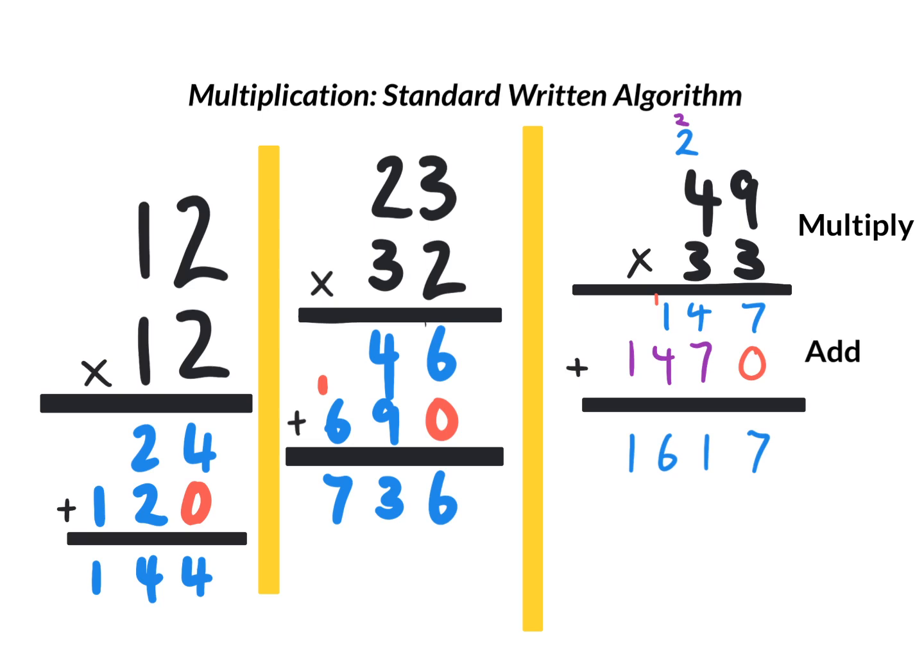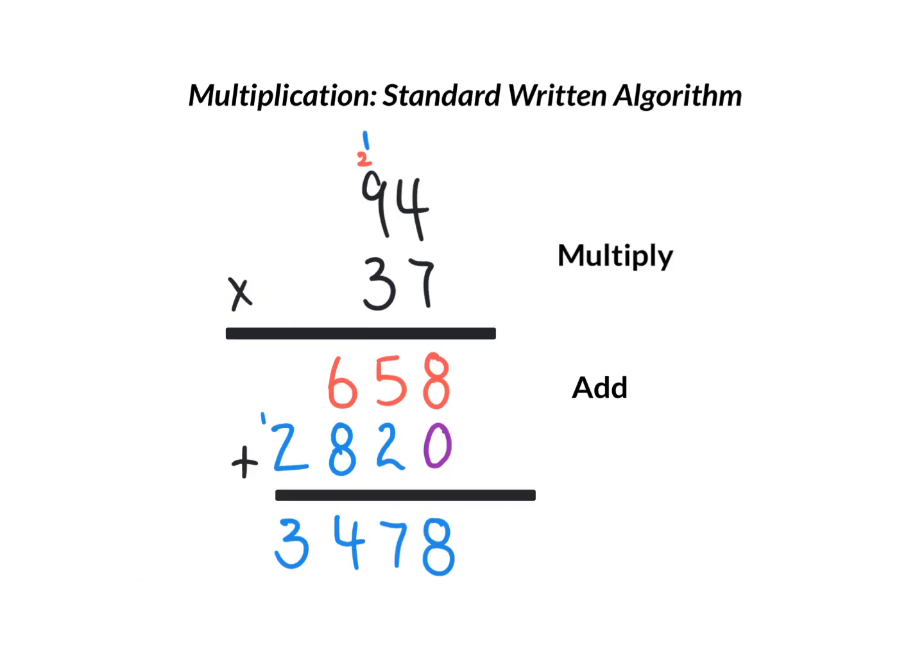Then what we have to do is we have to add 147 to 1,470. Adding those two numbers together, we get 1,617. 49 times 33 is 1,617.